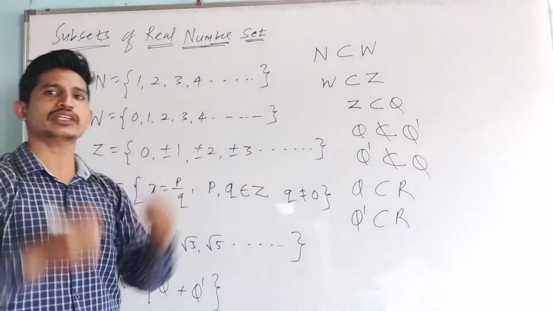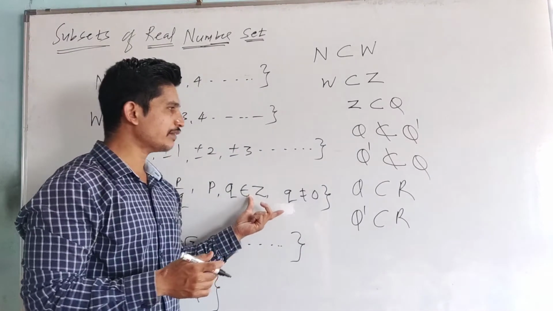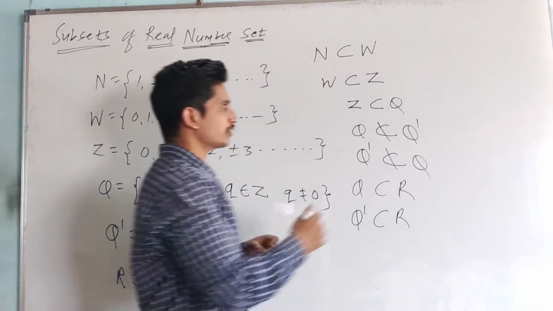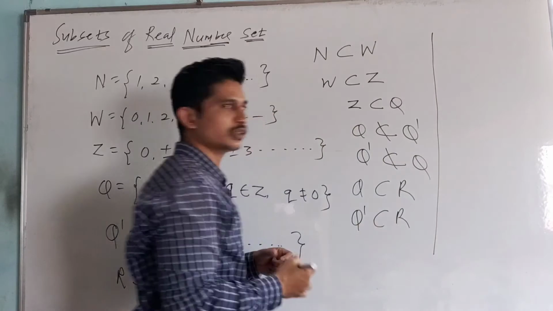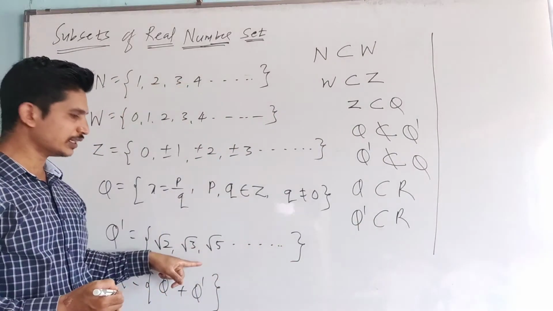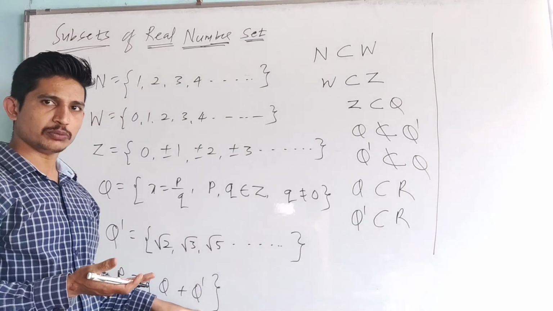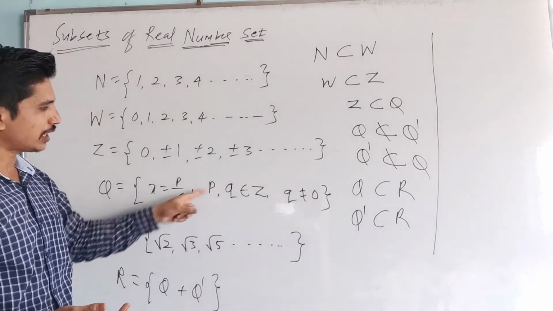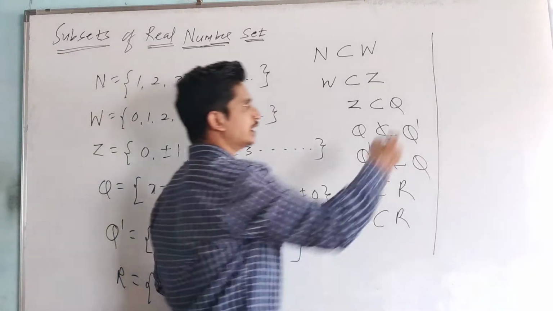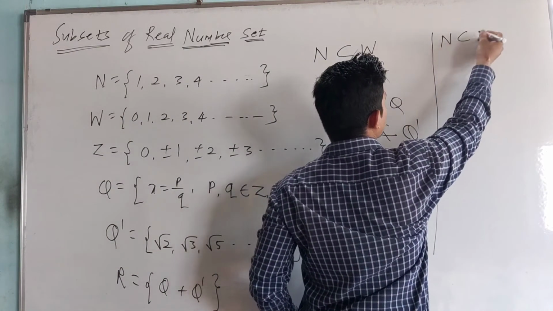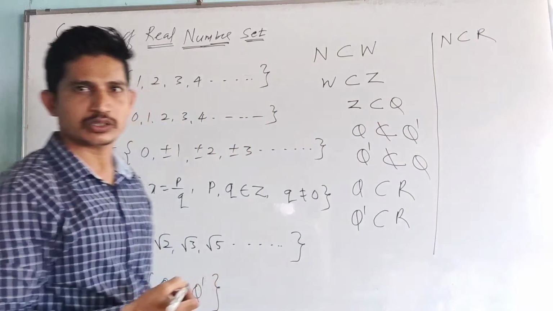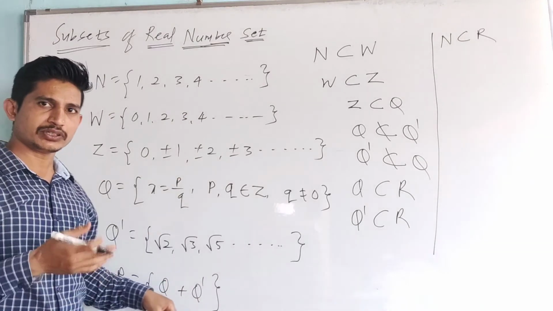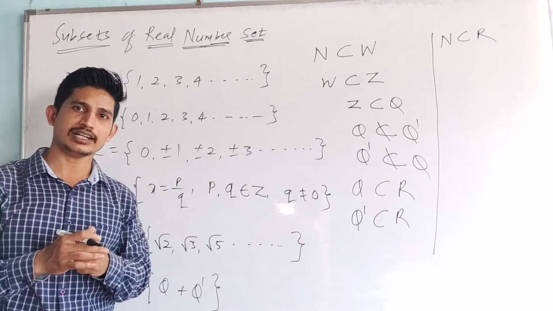Now see that Q has all these numbers. So is it possible that we can write here that all the natural numbers are present in the real number set? Yes, obviously, because all these numbers are present in this R. So we can write that the natural numbers are also a subset of R. Are all these whole numbers present in R? Yes, because R is the biggest set.